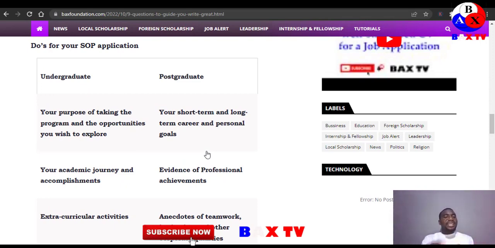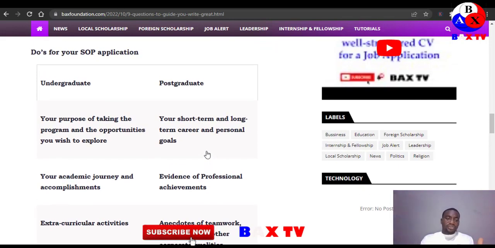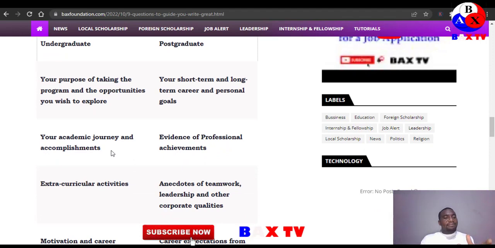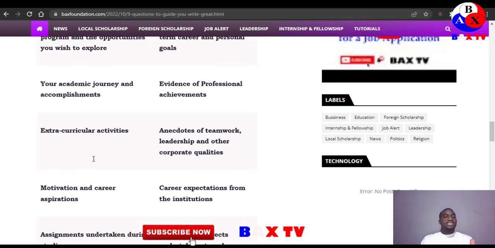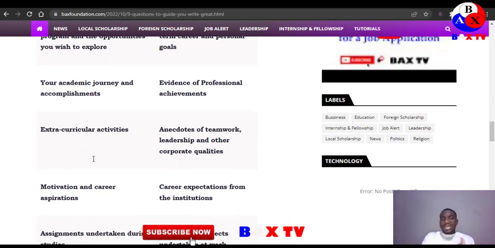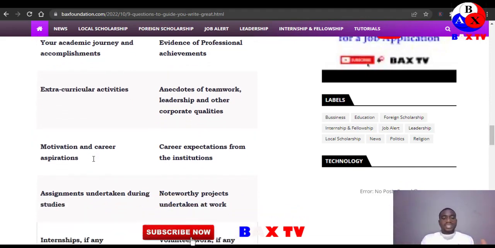So your purpose of taking the program and the opportunities you wish to explore. That is the undergraduate. I've talked about a lot of things in an earlier tutorial. So that is the first thing that you need to do. Then from there, you look at your academic journey and accomplishment. We've talked about all those things: how you started, to where you've gotten to, and the things you have achieved. That is your accomplishment. Now, your extracurricular activities, the very things you've done aside from academic work. Yes, you need to talk about the seminars attended, projects undertaken, conferences and all that.